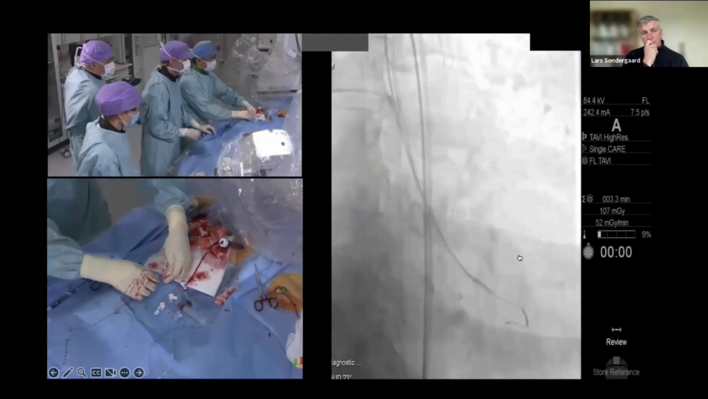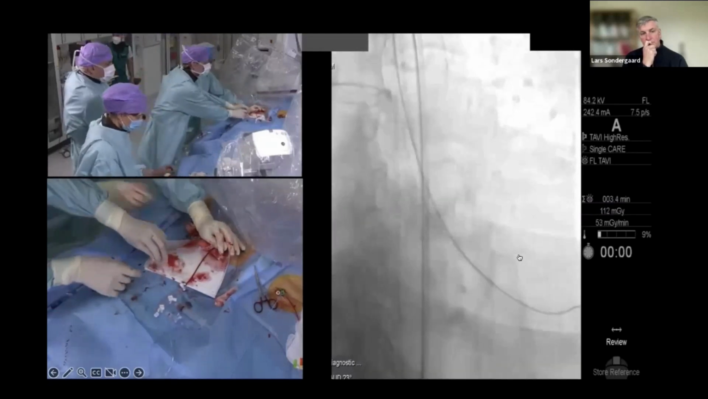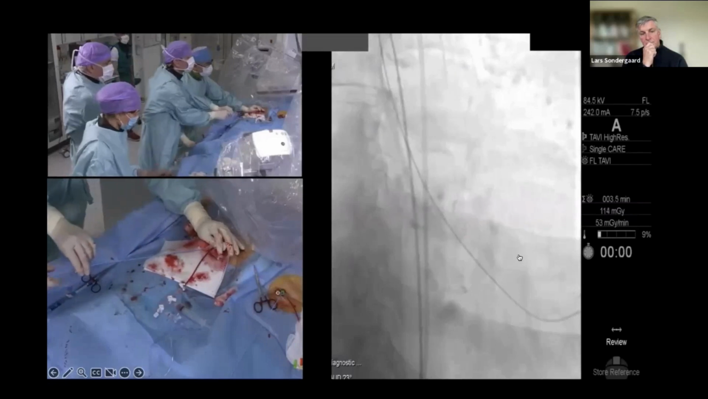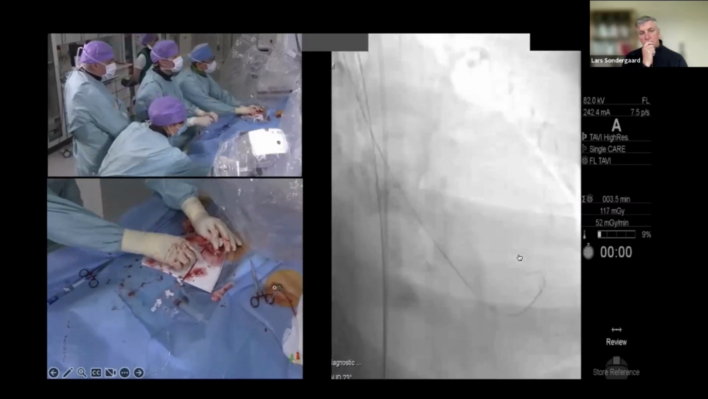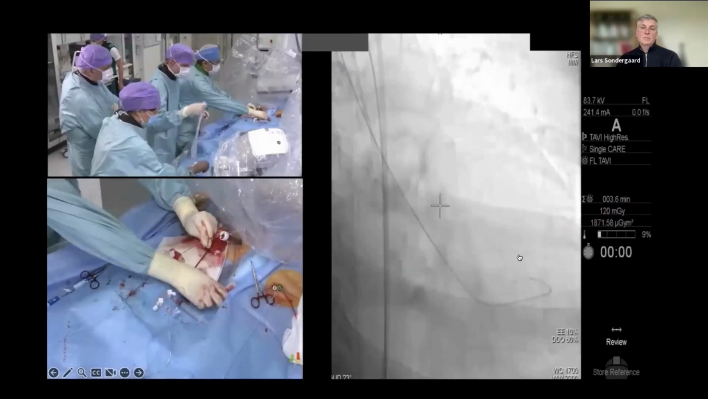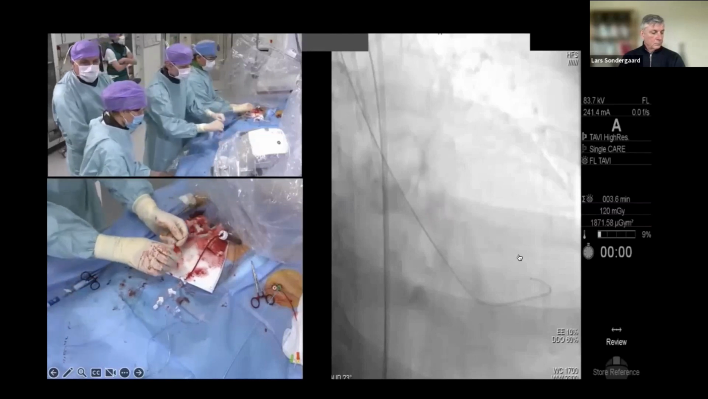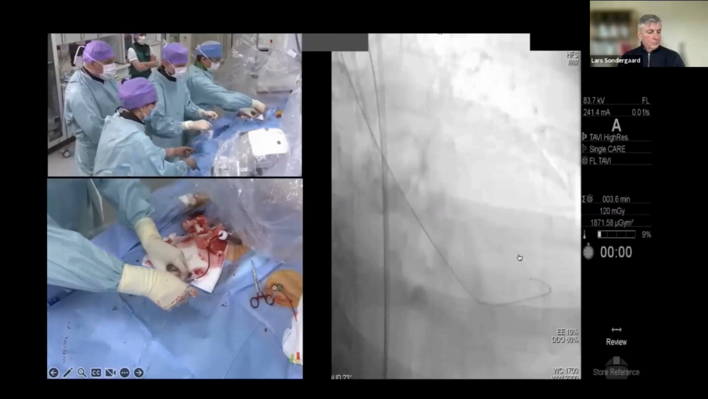Again, we're going to do it in 2 steps here. We're going to introduce an exchange length J-tip wire into the LV and then go in with a pigtail. So we're not going in with a stiff wire directly. One reason is that we want a safe introduction of the stiff wire in the LV with no risk of being entangled in the mitral apparatus.